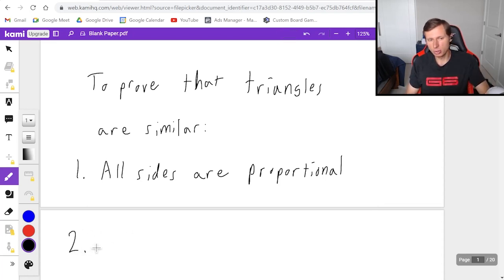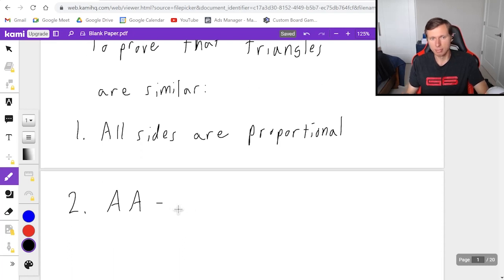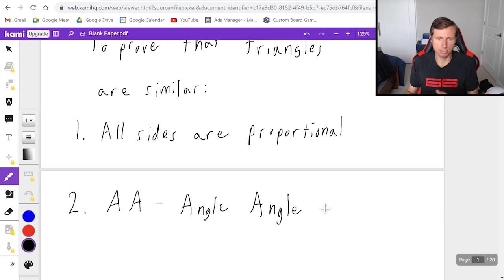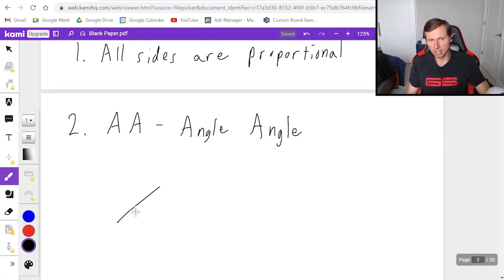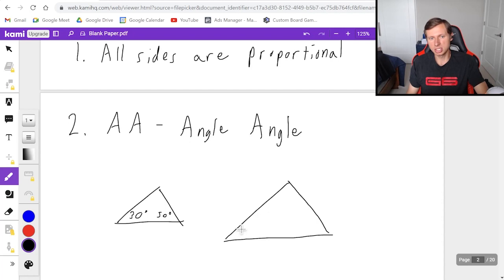So the second way you can prove that triangles are similar is if you have AA, not Alcoholics Anonymous, but angle, angle. You need 2 angles to be congruent. Not sides, 2 angles to be congruent. And why is that? Because let's just say hypothetically, let me just make something up, that you have a 30-degree angle here and a 50-degree angle here. And then I'll draw another triangle that's bigger. But still, angles don't care how big the sides are. Angles care how big the angles are.